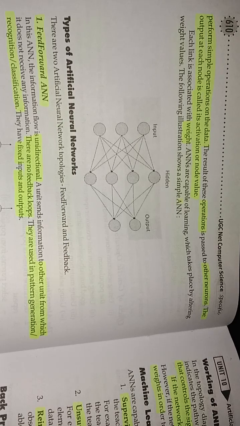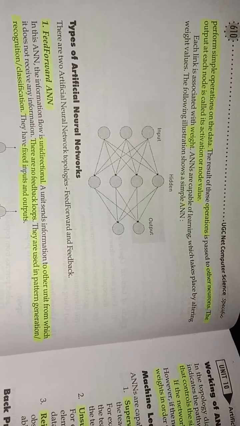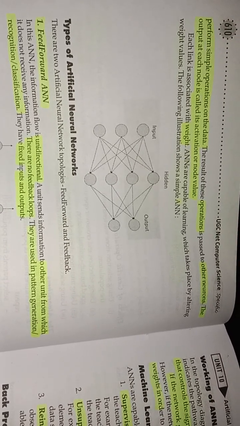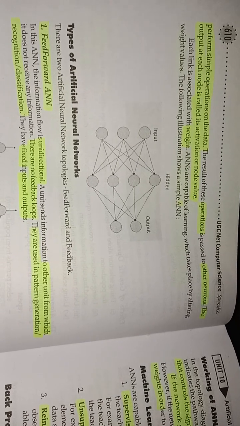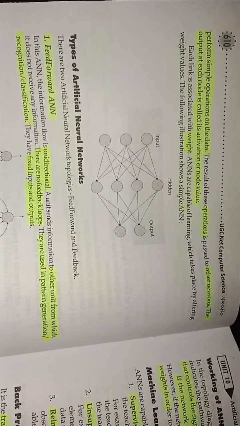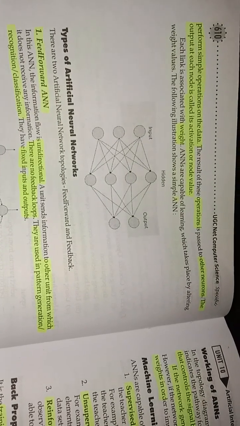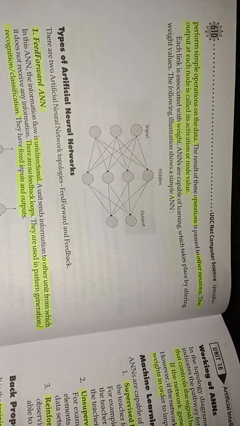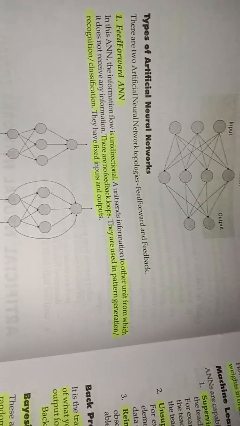Each link is associated with a weight. ANNs are capable of learning, which takes place by altering weight values. The following illustration is simple. The types of artificial neural network.